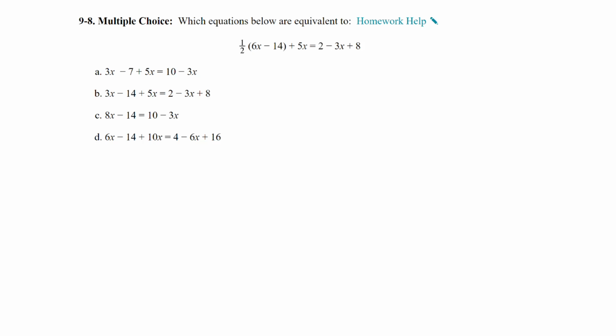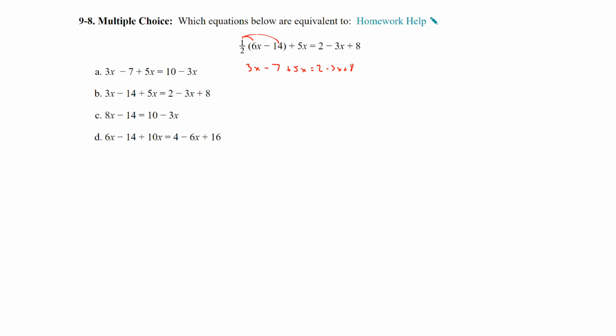Question 9-8, multiple choice. Which equations below are equivalent to that equation right there? And so I guess what we need to do is simplify the equations and see if they represent the same thing. So let's go ahead and distribute the 1/2 here. This would be 3x minus 7 plus 5x is equal to 2 minus 3x plus 8.